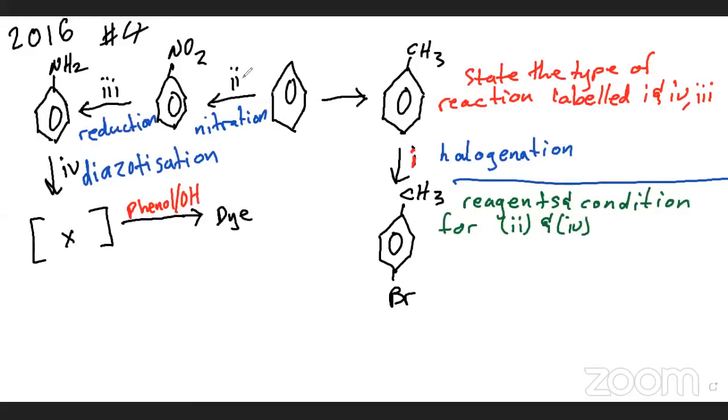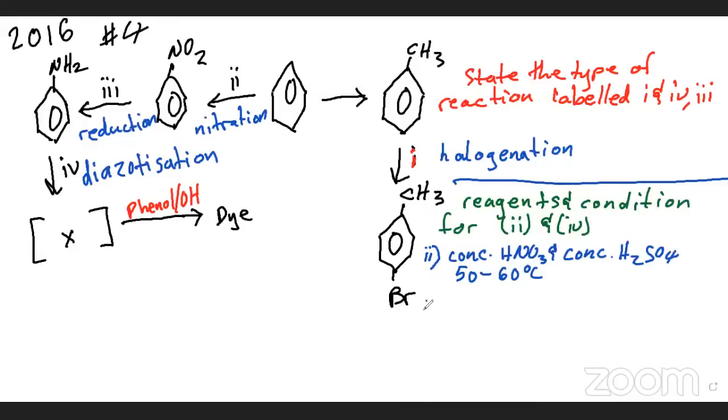Right, so step 2. For nitration of benzene, what are the reagents? Concentrated nitric acid and concentrated sulfuric acid. What is the condition? Sir, 55 to 60 degrees. Right, I'm going to put the range from 50 to 60 degrees Celsius.